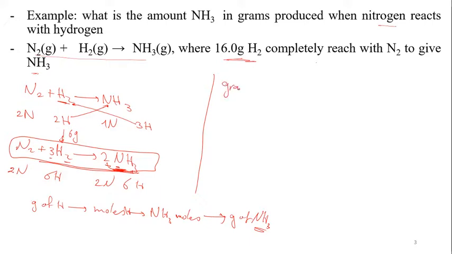So grams of ammonia would be equal, first the grams I'm given, 16 grams of hydrogen, multiplied by, if each 1 mole of hydrogen is equal to 2 grams of hydrogen, multiplied by, now I need to find out the ratio between the ammonia and hydrogen.